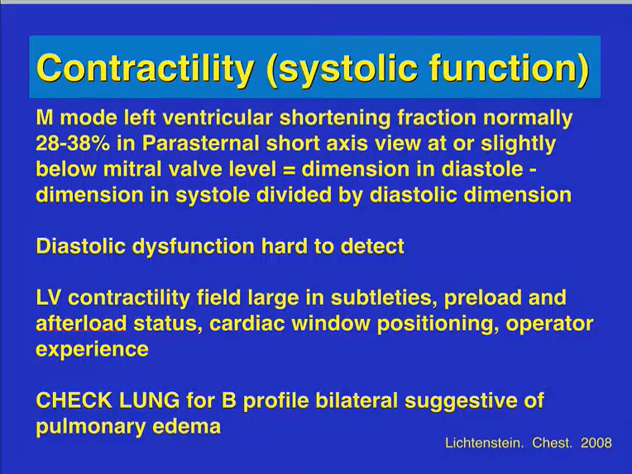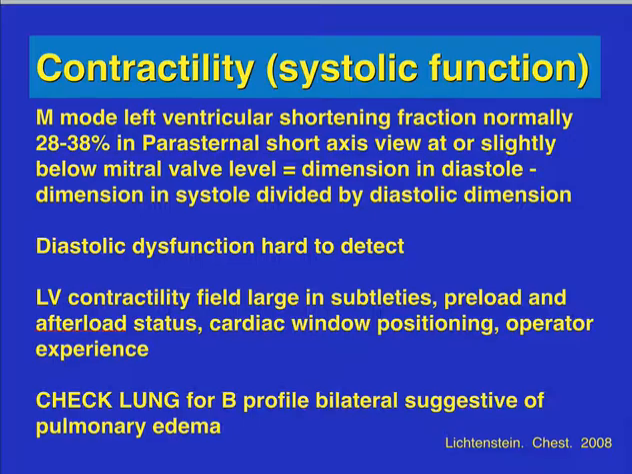Now remember, I told you we're not really quantifying any of this, so as I show you more slides, what I want you to get good at is visually looking and determining whether the function is poor, normal, or hyperdynamic. Another caveat is diastolic dysfunction is very hard to detect. LV contractility is a field large in subtleties, preload and afterload status dependent, cardiac window position dependent, and operator experience dependent.